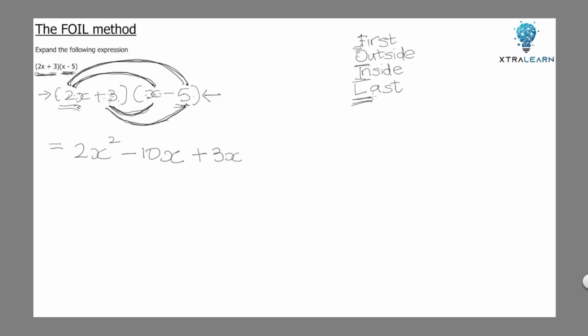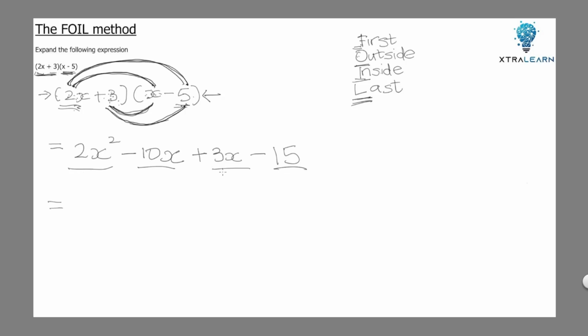And last but not least, the last two terms in each bracket, the 3 and the minus 5, multiply to give us minus 15. And there's the four handshakes represented by the 1, 2, 3, 4 terms that came about from those four multiplications that we just did. Are we done right now? Can we simplify this any further?